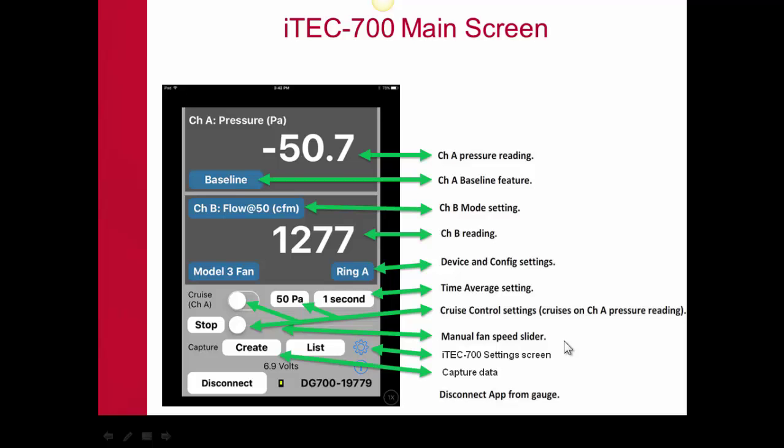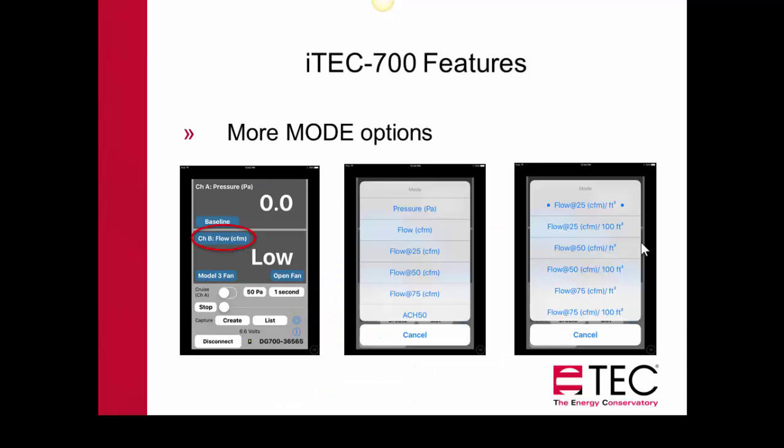And one really nice feature of this is the capture feature, where you can capture the data and look at the data you've collected, and there's a way to email that data out from your test. And to disconnect the app from your gauge, click on that box. So all of these white boxes, white circles, and blue boxes are all touchscreen points, so it's pretty intuitive. If you're used to playing around with other apps, you'll find it's pretty intuitive to get around on it.